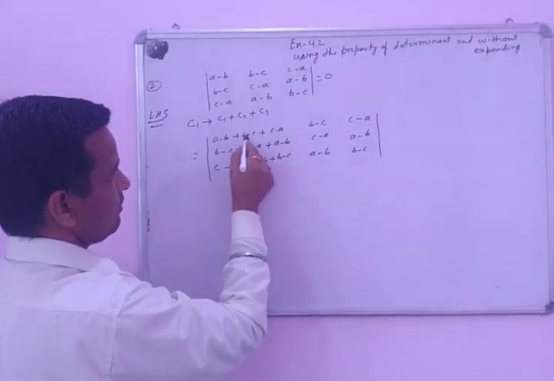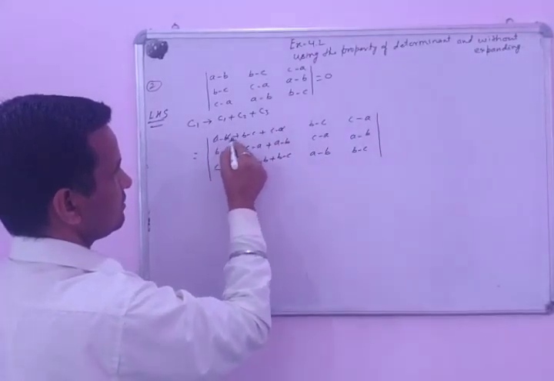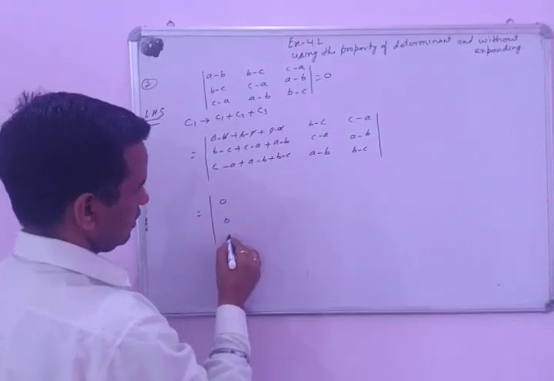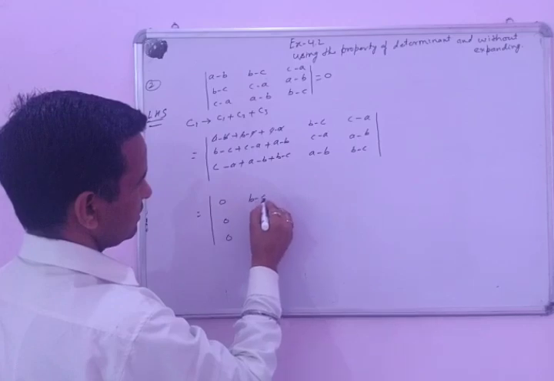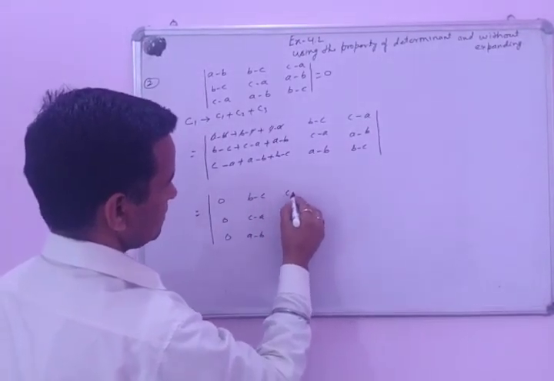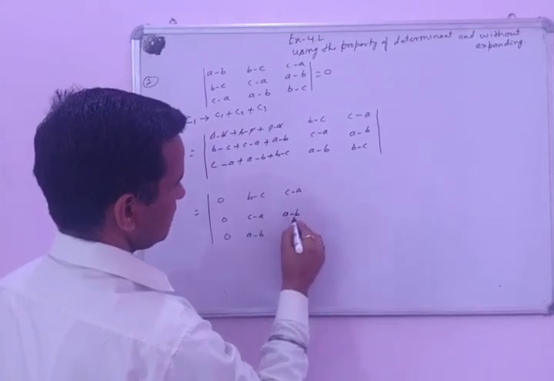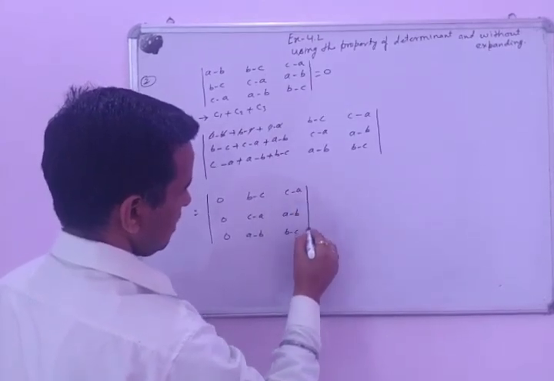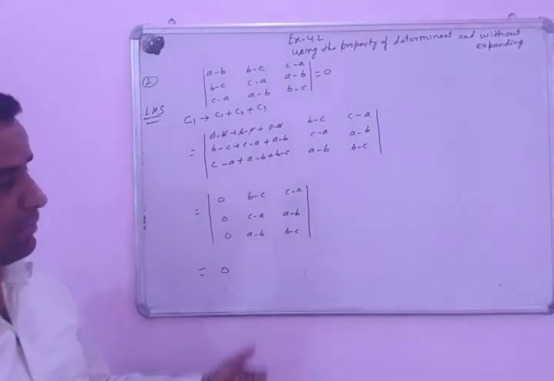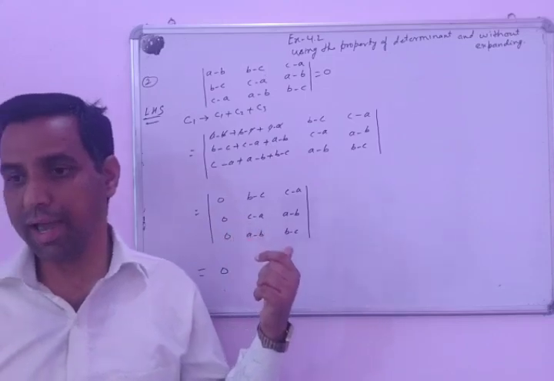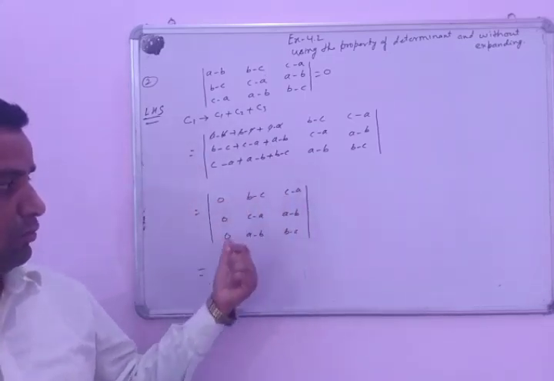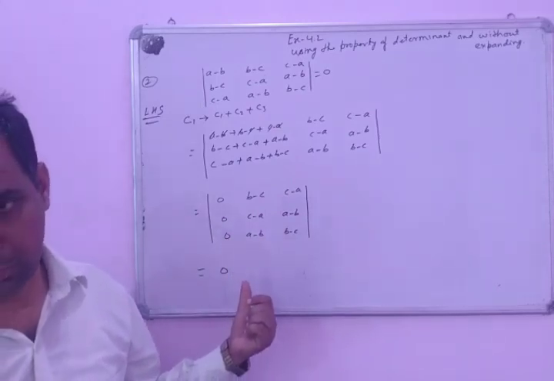Now plus a minus a will be cancelled here, plus b minus b as well. The result will become 0 here. Here also 0. Here also 0. The remaining columns are b minus c, c minus a, a minus b, and c minus a, a minus b, b minus c. And by the property of determinant, if any one row or any one column is 0, then the whole determinant will be 0. This is the property of the determinant.